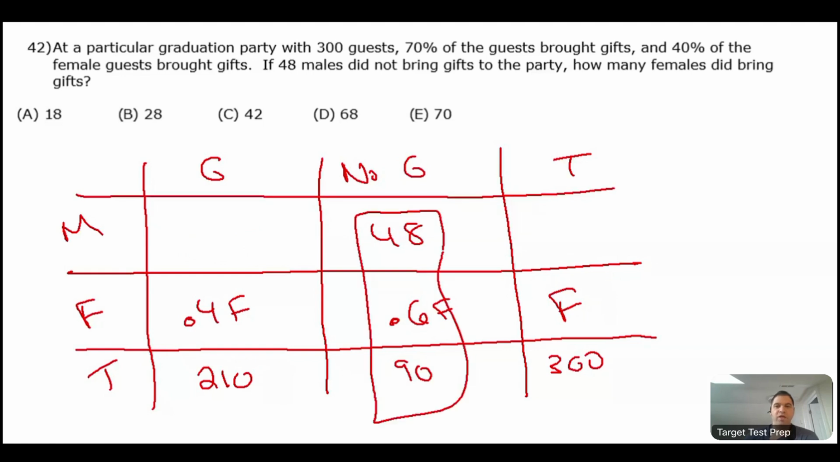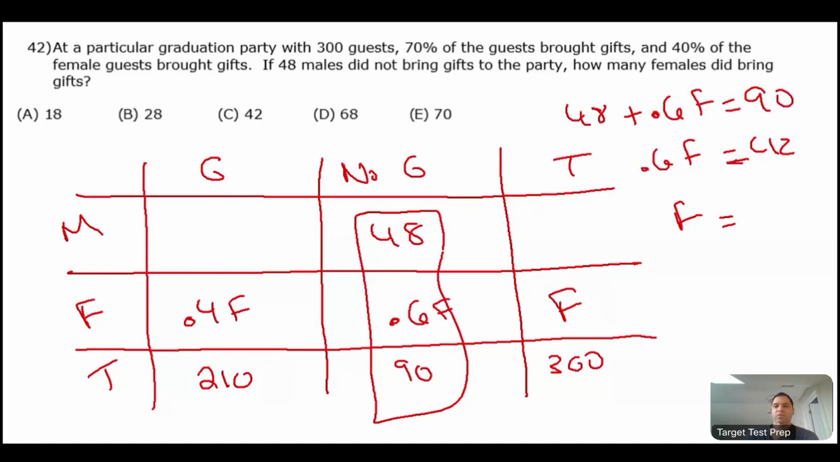Again, we have our equation here. 48 plus 0.6F is equal to 90. 0.6F is equal to 42. So F ends up being equal to 70. Now, of course, that's not the answer. We want to know how many females did bring gifts. So female gifts is 0.4 of that, 28.